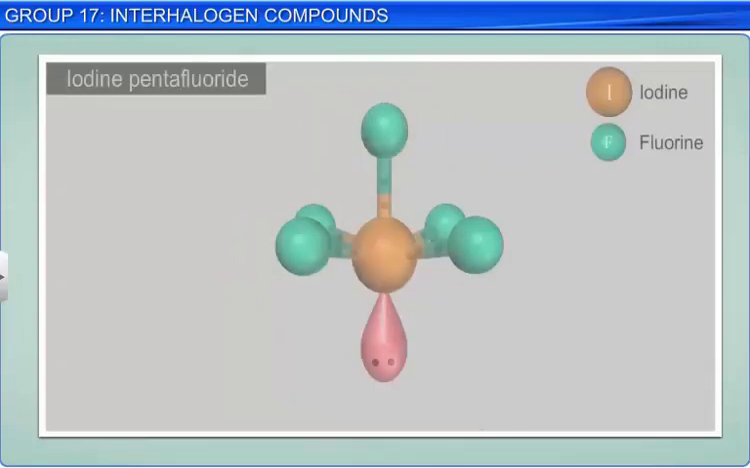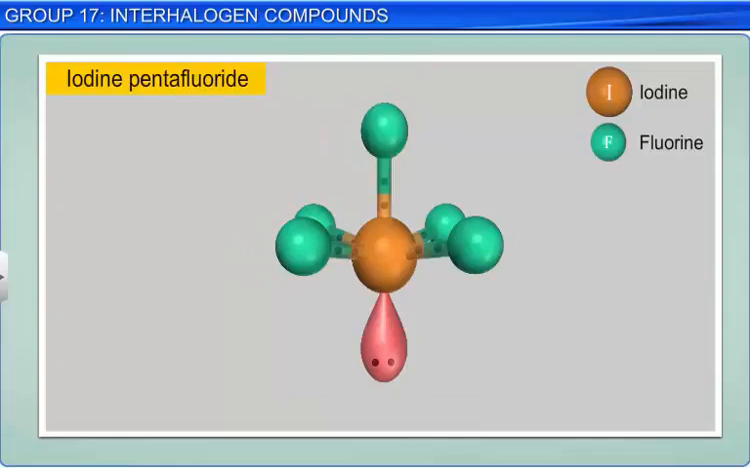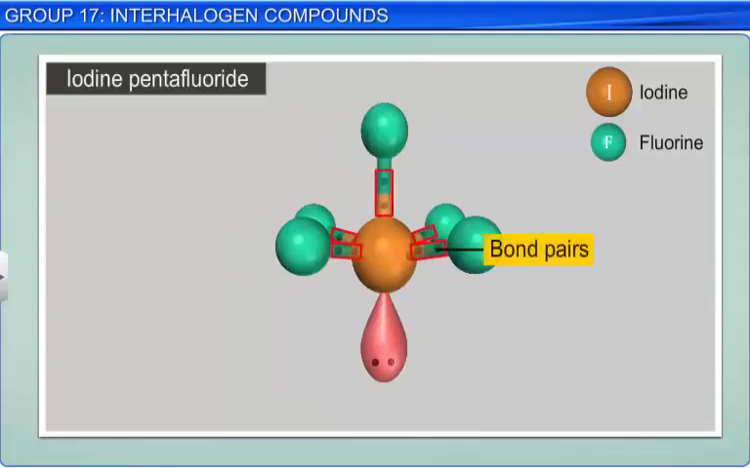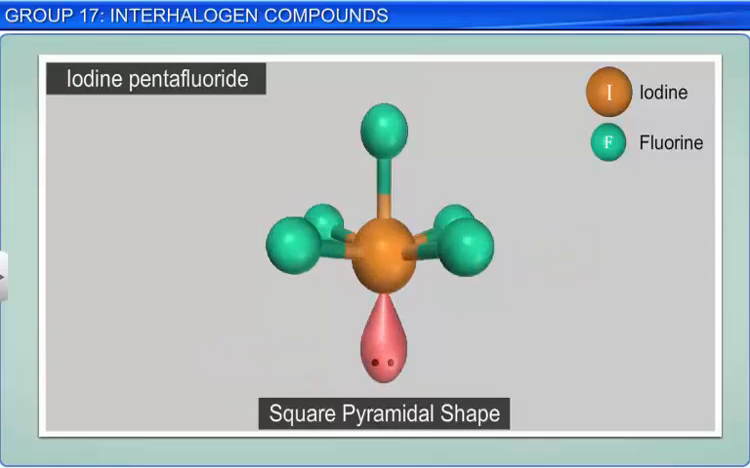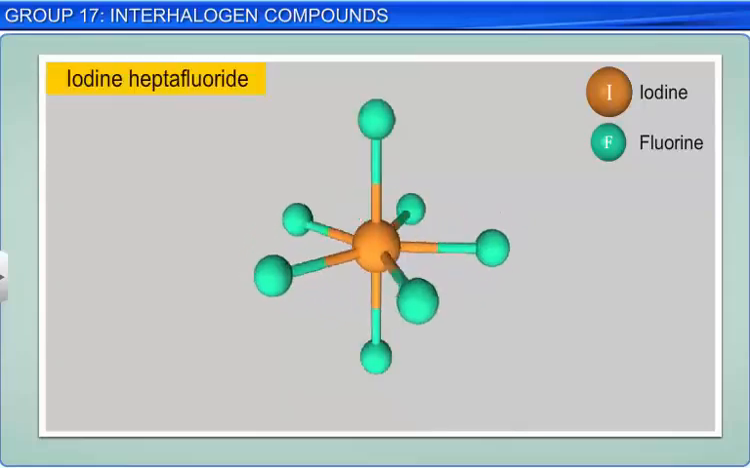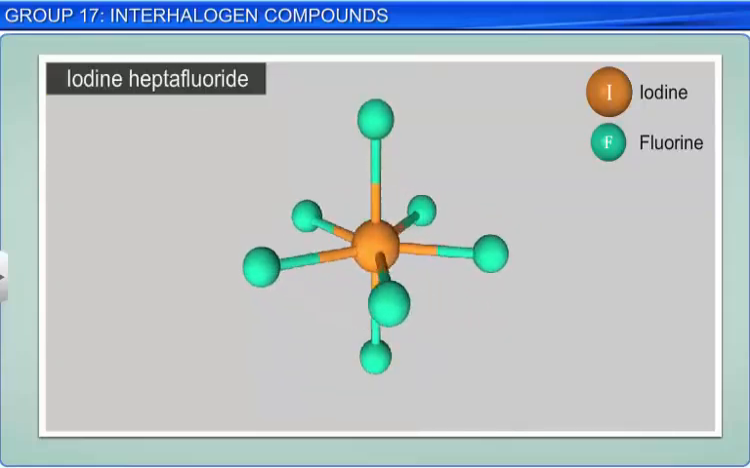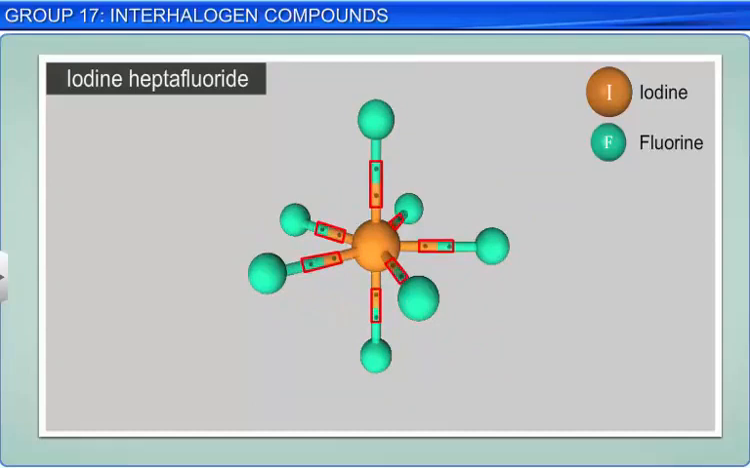In iodine pentafluoride, the central atom has 5 bond pairs and 1 lone pair, hence, the shape is square pyramidal. The structure of this molecule is shown here. In iodine heptafluoride, the central atom has 7 bond pairs, so it has a pentagonal bipyramidal shape.